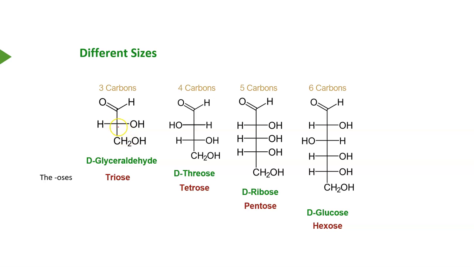What else is going to become apparent pretty soon is that there's a difference if we have the alcohol group coming to the right versus the left, and we'll talk about that. This orientation of the alcohol groups is actually important in terms of what type of compound it is and what name we're going to give to it.